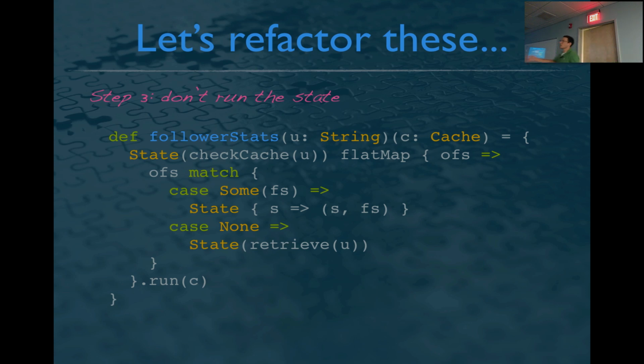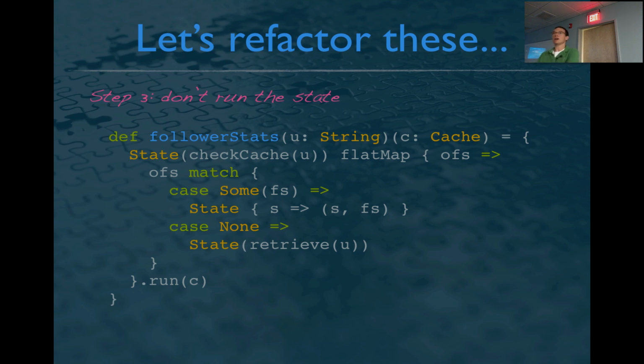So the next step is, what is this run thing? Can we just get rid of run? Let's try it. If you just strike out run, the net result of this thing is a state. Well, I can just change the signature. I'm sort of cheating, right? But the idea is that before, the signature of follower stats had as its second parameter list a cache, and I'm going to return you a cache comma follower stats. How about I don't take that parameter and just return you a state? Because that's what state's encoding, right?